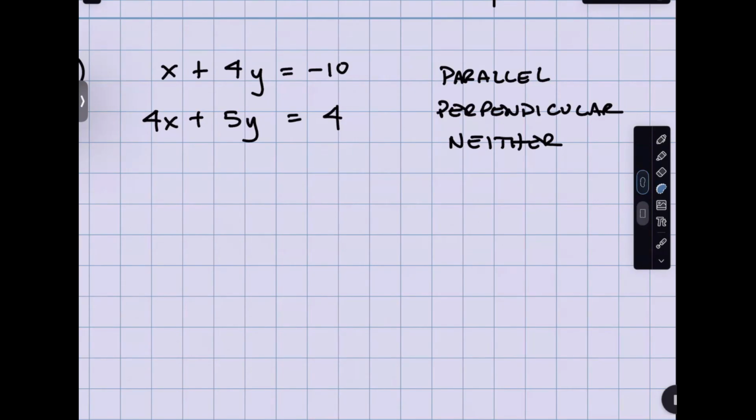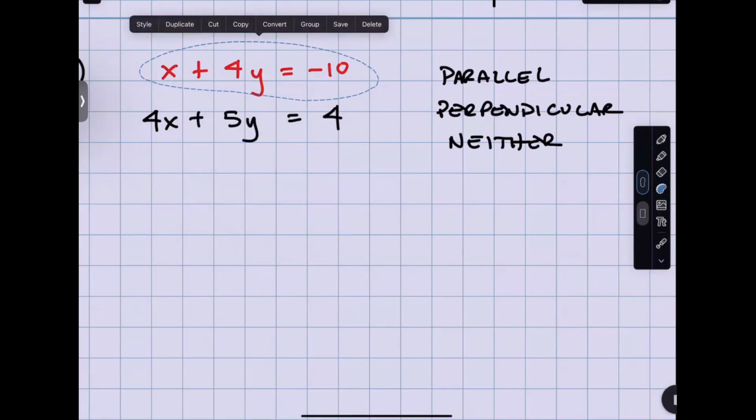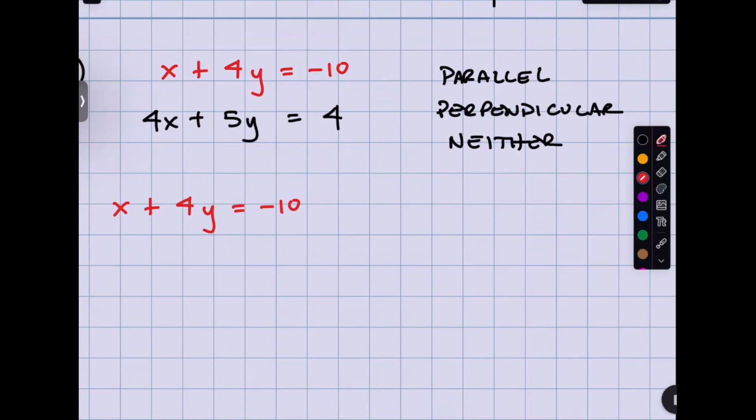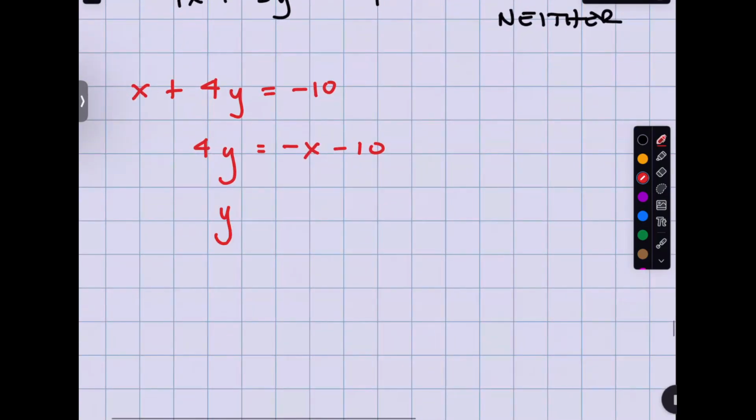So let's take this right here and get the y by itself. All right. Tell me what that's going to come out to be. 4y equals negative x minus 10. Is that right, you said? Because in order to bring the x over to the other side, I got to subtract it, right? Then I got to divide everything by 4. Is that true?